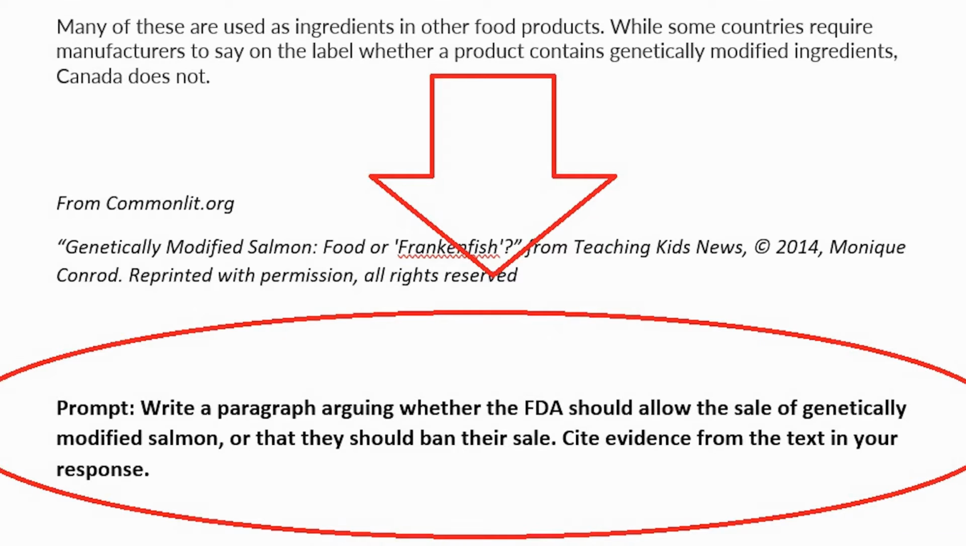Gotcha. So now it is time to get this started, but before we begin writing, actually the very first step that we need to do is to read the prompt. And sometimes they're tricky. A lot of times they put the prompt at the end. So we're going to look to the end, and we see our prompt, and Mr. B, if you can read the prompt for this text. I'll go ahead. So for the purpose of this exercise, our prompt is: write a paragraph arguing whether the FDA should allow the sale of genetically modified salmon, or that they should ban their sale. Cite evidence from the text in your response. Excellent. We see that after the article in there. You should see it on your screen. That's our prompt. Now we know what we need to look for.